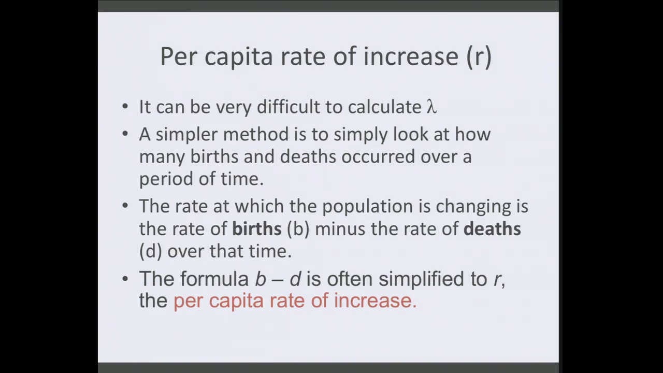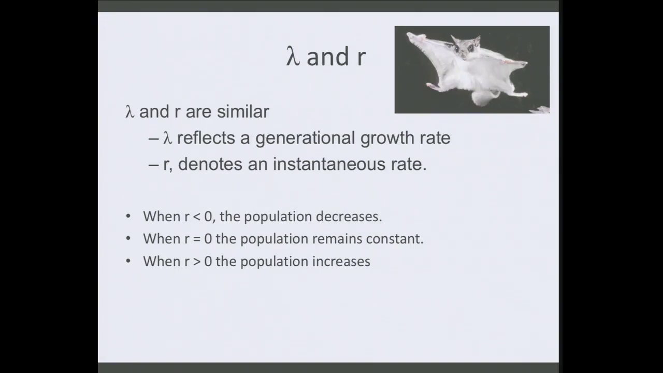Okay, so very similar to lambda, R gives you an idea of whether a population is growing or not. In this case, the break-even point is 0. So if there are no more births than deaths, but the exact same number, then you've replaced the losses. So for every individual that died, you had one that was born, and the population is not going to grow. If there are more deaths than births, R is going to be less than 0, and the population will decline because more died than were born. If there are more births than deaths, then R will be greater than 0, and the population will increase.